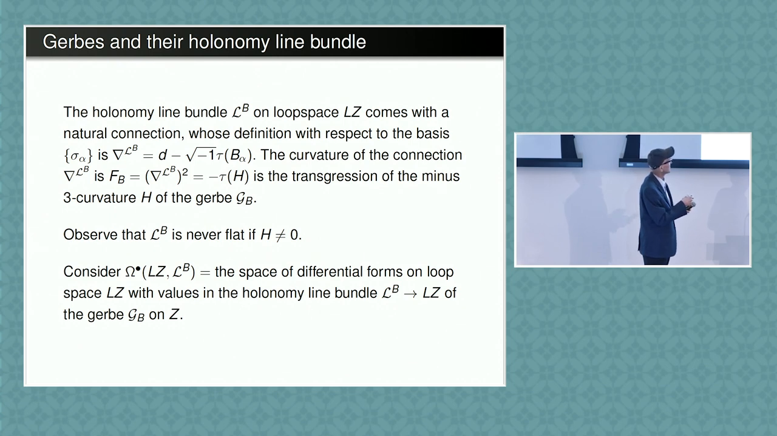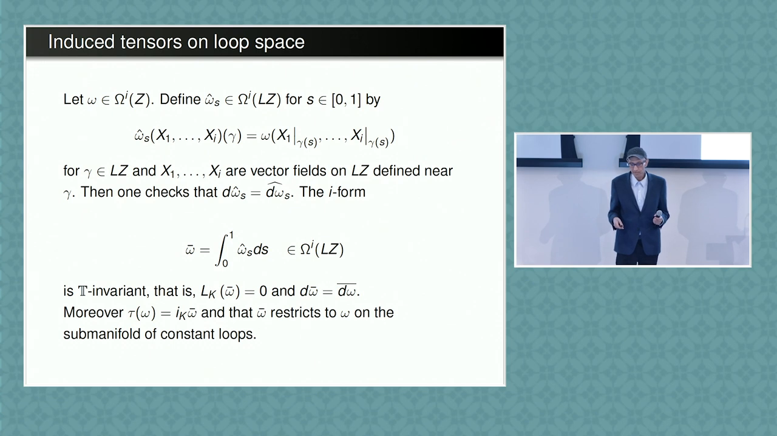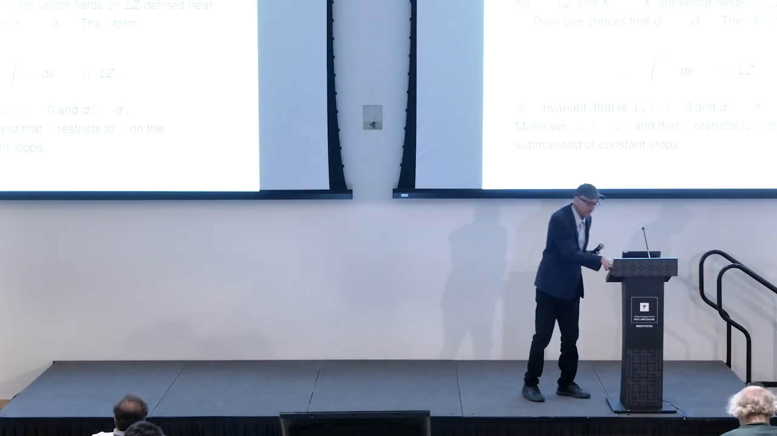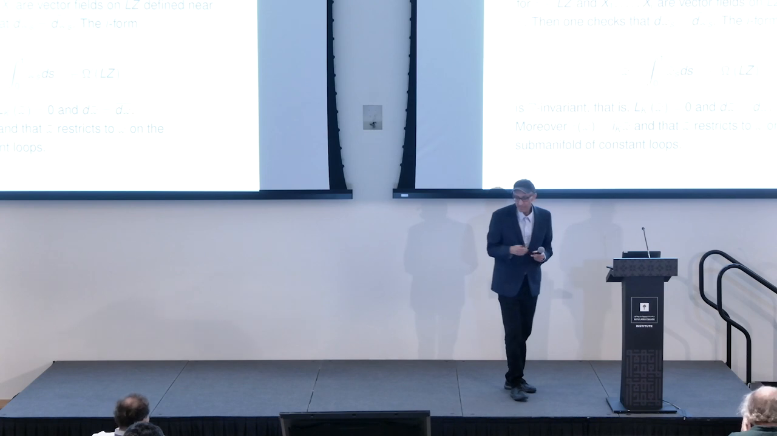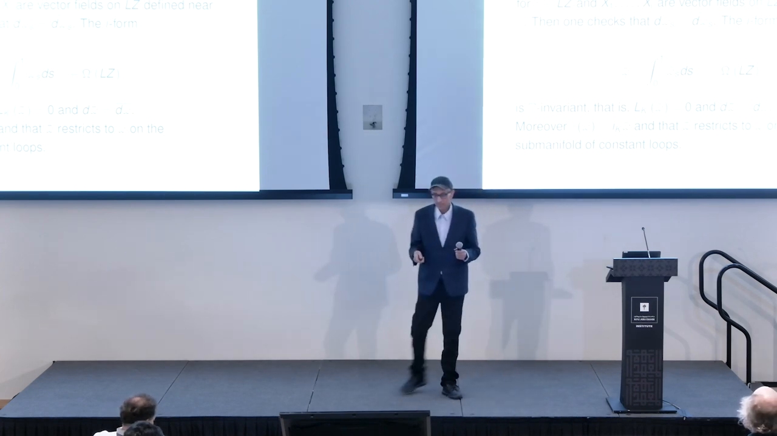Remember, this is not a flat line bundle. And so this is sort of like the space in which we will define the exotic forms. And then there are some tensors. Let me just check the time again. Okay. There are some tensors on loop space.